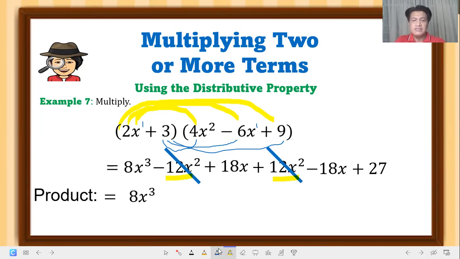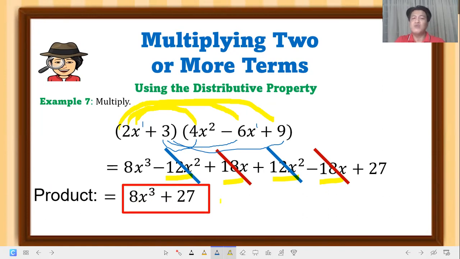How about this 18x tsaka negative 18x? Remember, this is opposite number. Kaya cancel din po siya, 0. So, ibig sabihin, ang natira na lang dyan ay 27. Kaya bring down natin. Kaya the final answer is 8x cubed plus 27.